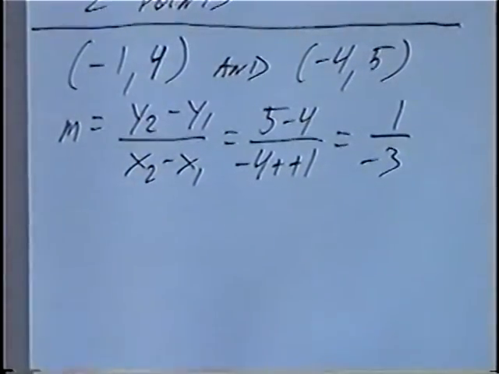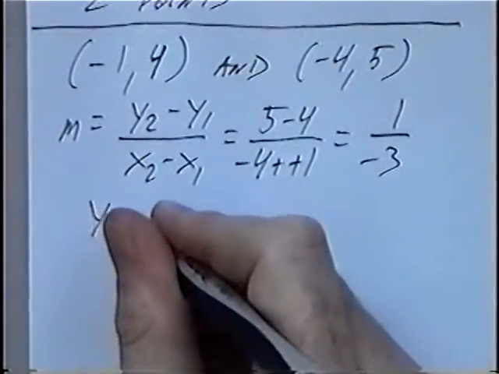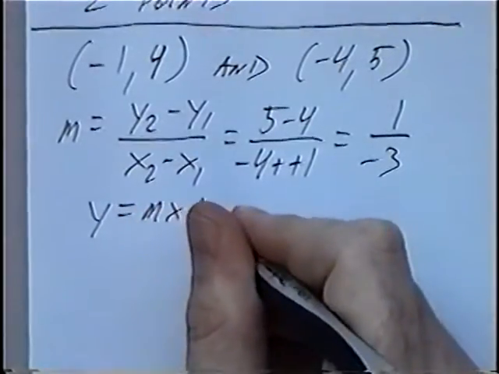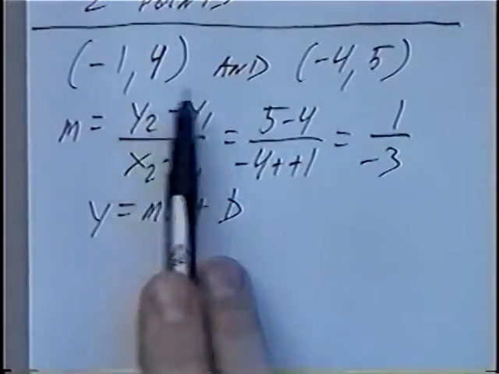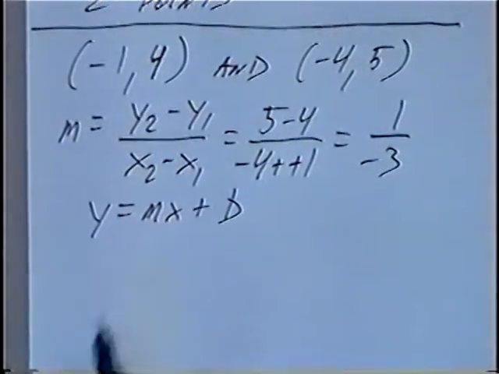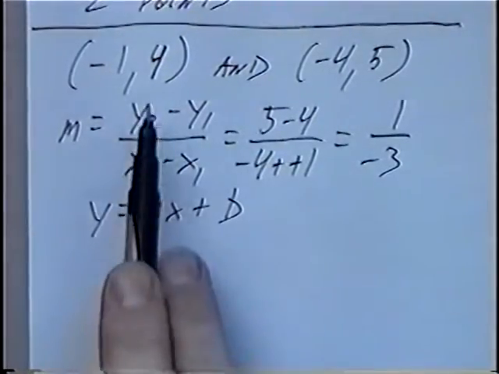Once we have the slope m, then we can use the equation y equals mx plus b to find out what b is, or find the y-intercept. Just like in the previous section, we'll plug in numbers for x and y. Since we have 2 points, we can use either point to get the correct answer. For example, we can use the first point.